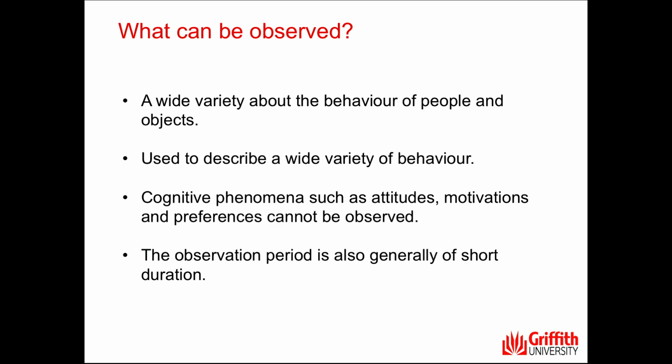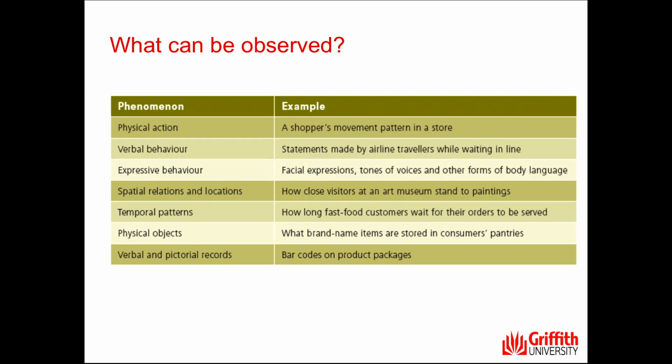And again, not everything can be observed. What can be observed? It's a wide variety: the behavior of people and objects, used to describe a wide variety of behavior. Cognitive phenomena such as attitude, motivation, and preferences sometimes cannot be observed, so you have to be careful with that. The observation period is also generally of short duration. And you have to make sure that it's objective.